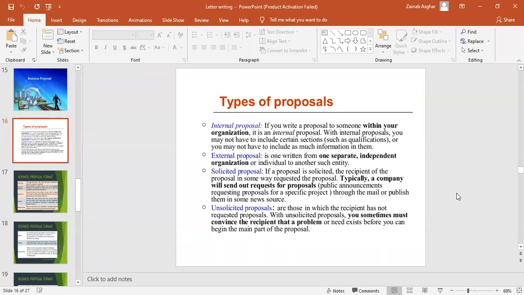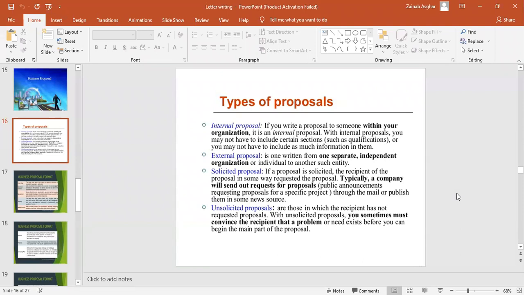For example, one department makes a contract with another department, or they bring something new into the university as a policy or law. To make all the employees aware, they will write an internal proposal so that they get an idea of what the HR or the authorities are deciding. So this is about internal proposal. If you write a proposal to someone within your organization, it is an internal proposal.